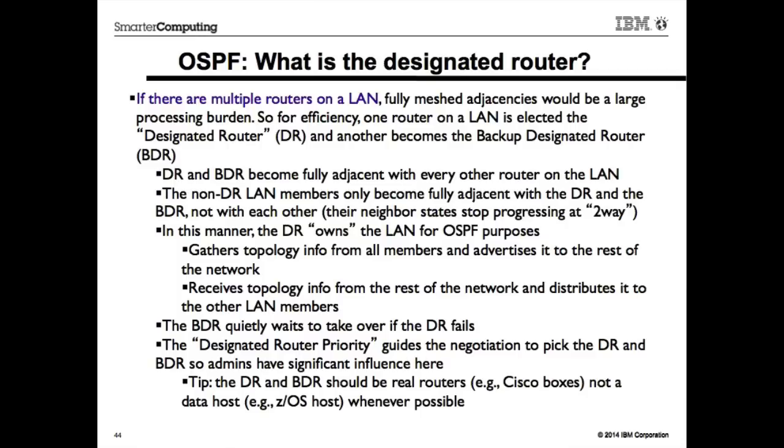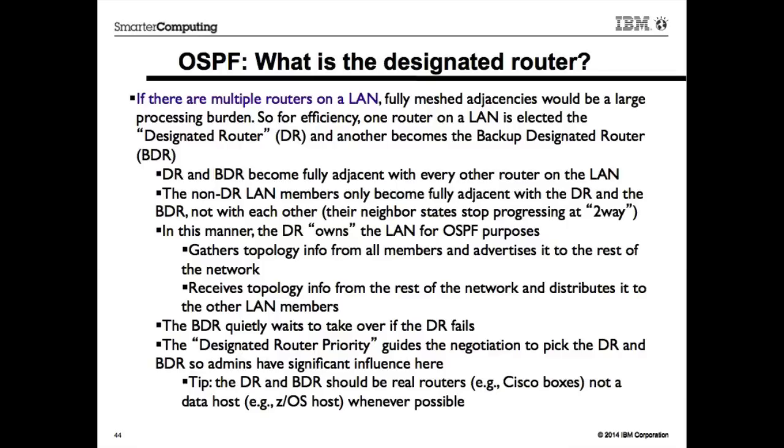So one of the optimizations that OSPF includes is called the designated router and the backup designated router. And on a LAN, the designated router and the backup designated router become fully adjacent with every other router. If you're not a designated router, you only become fully adjacent with the designated router and the backup designated router. You don't become fully adjacent with everybody else. So non-designated router neighbors, their states stop at two-way. But with designated routers, you go all the way to fully adjacent.